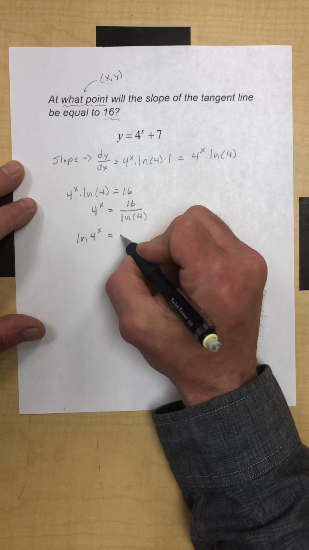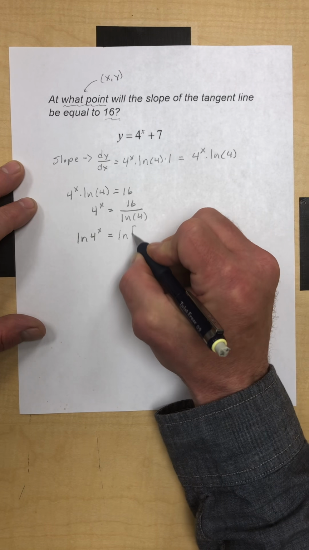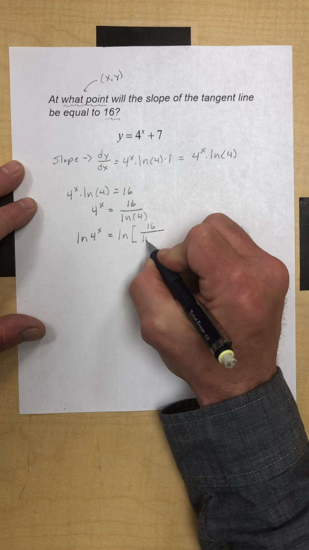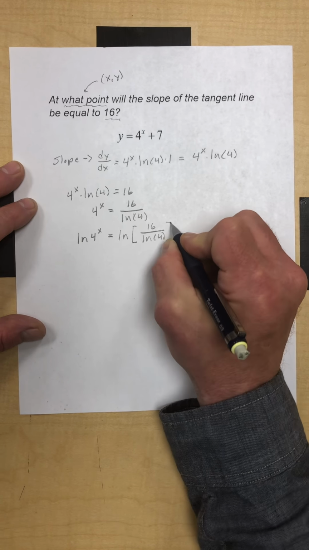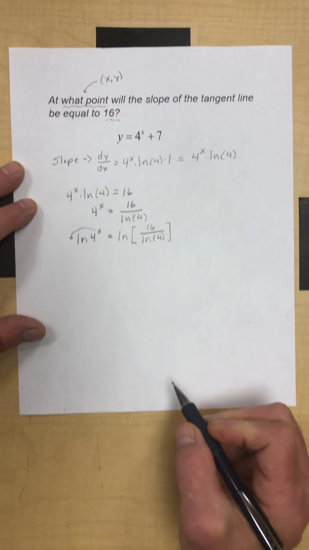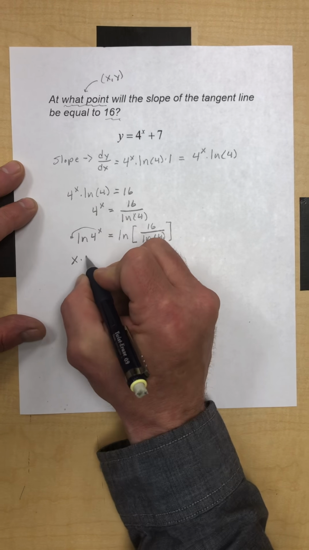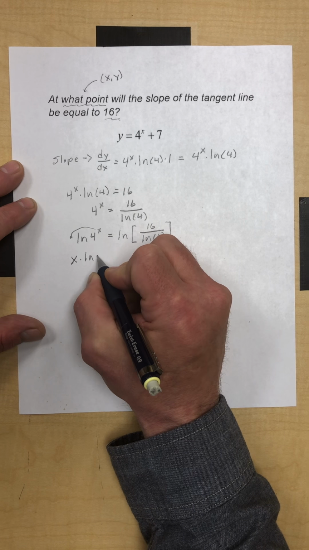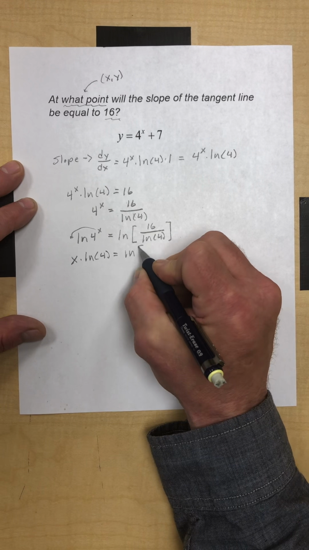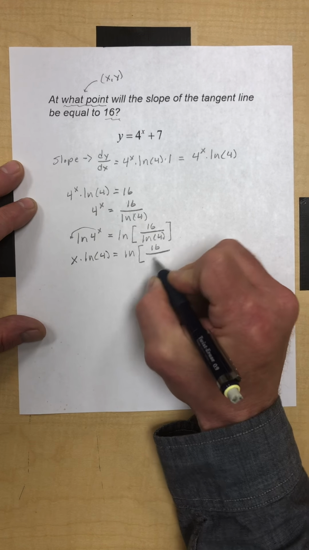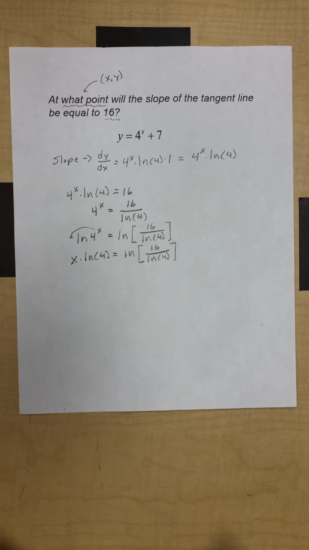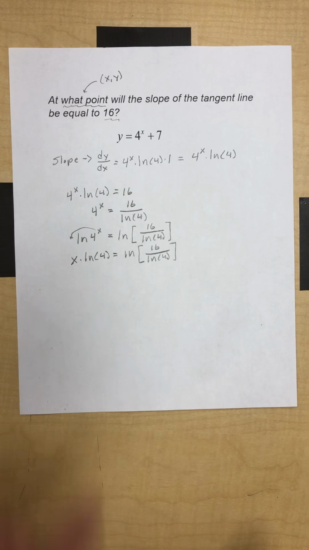So be careful with everything. Natural log of this whole thing, so 16 divided by the natural log of 4. And then I can take this guy and move it out front like that. So I get x times the natural log of 4 equals the natural log of this whole thing, 16 divided by the natural log of 4. And then notice I have to divide by the natural log of 4 to get x by itself.